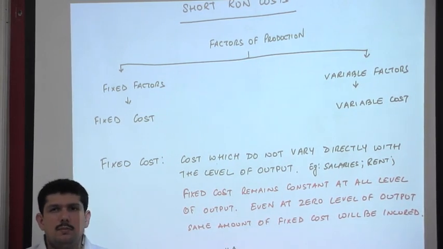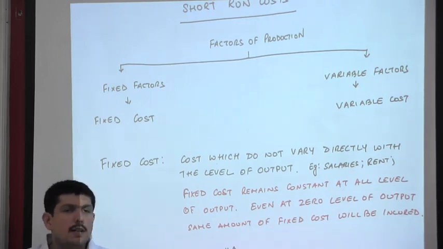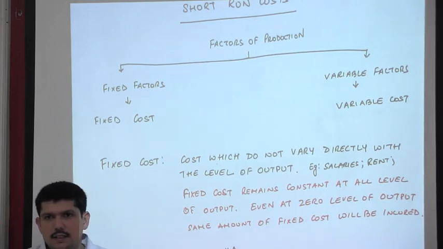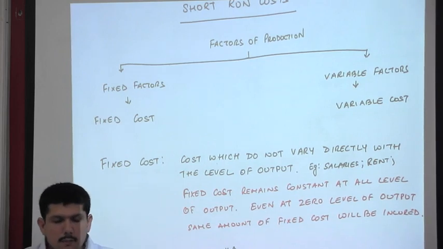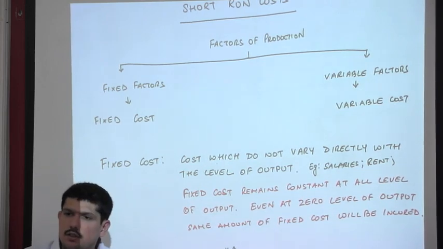Interest on loans will depend upon our level of operations, that is, how much loan we take. But if the loan is taken for funding a fixed asset, then it will remain constant and interest will also become a fixed cost. Something like, let's say, annual maintenance cost.